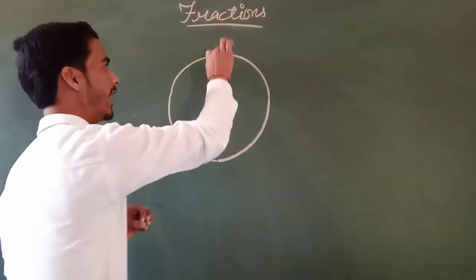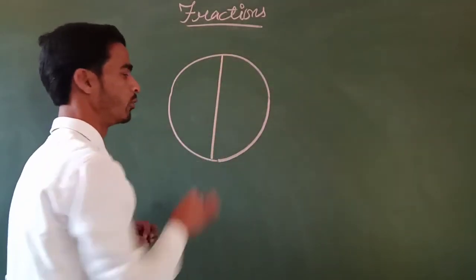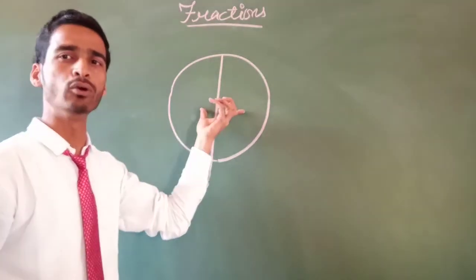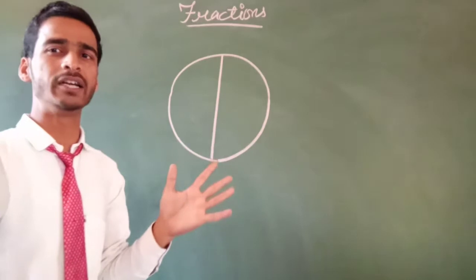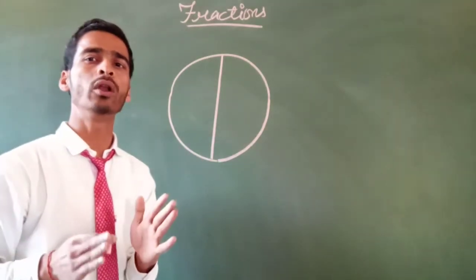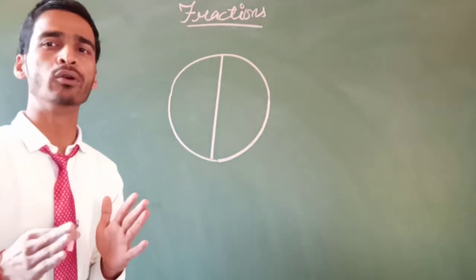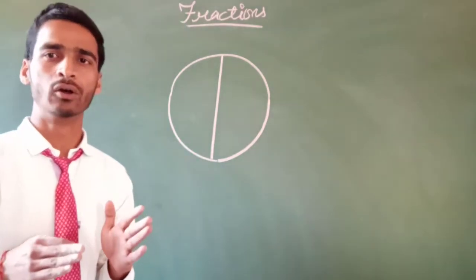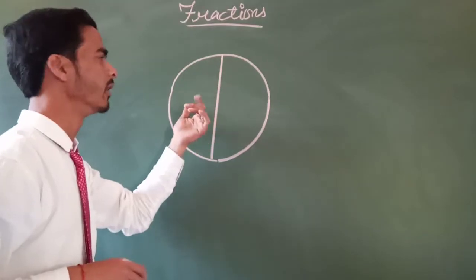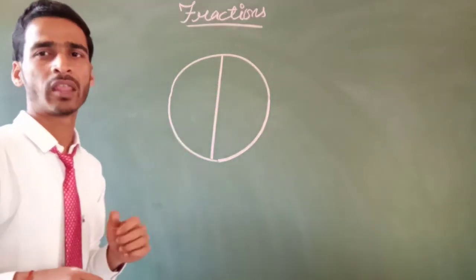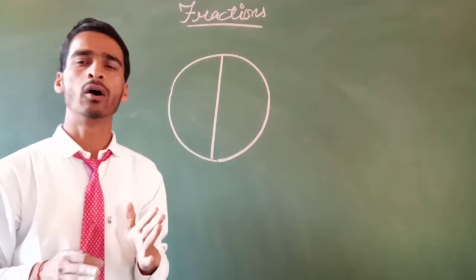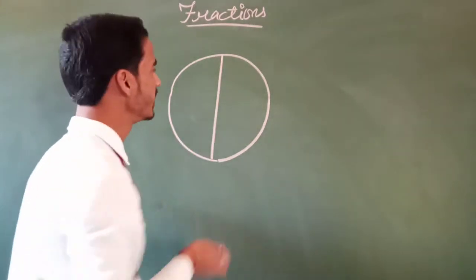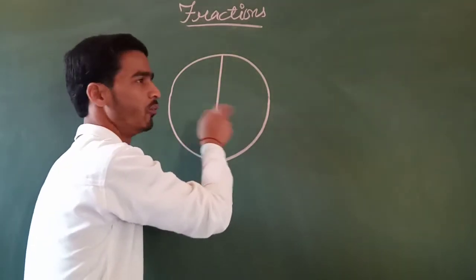As an example, we divide it into two equal parts. You can see that this whole is divided into two equal parts. When a whole is divided into some equal parts, each part is called a fraction, so both parts are fractions. Fraction means piece or part.